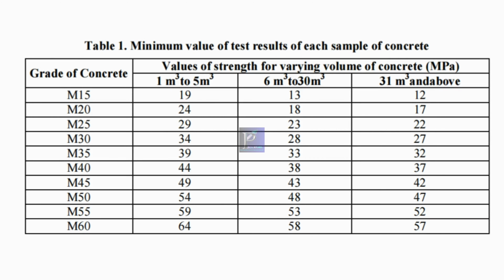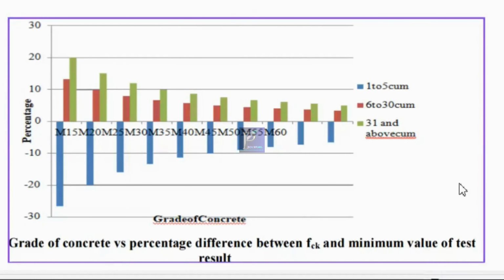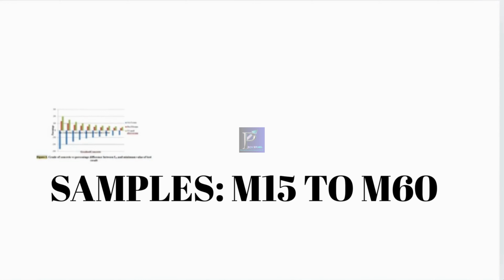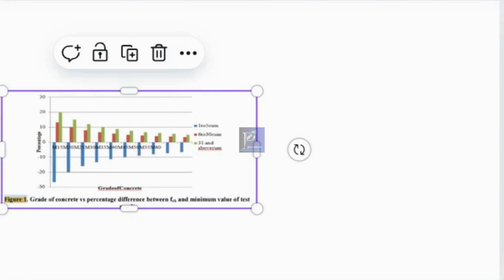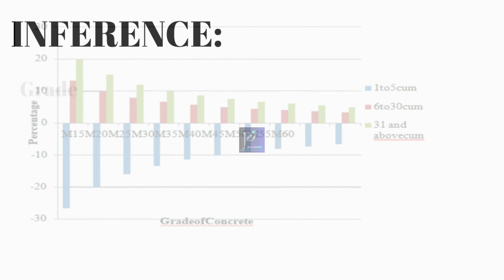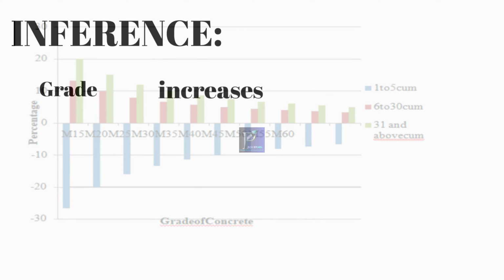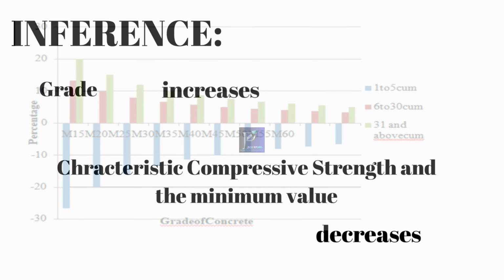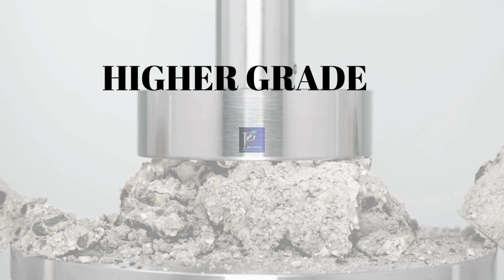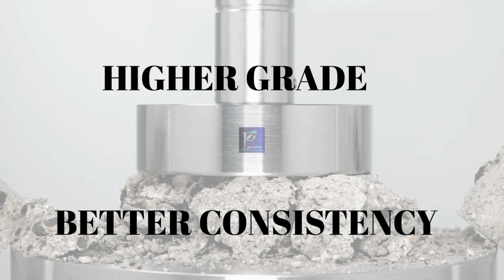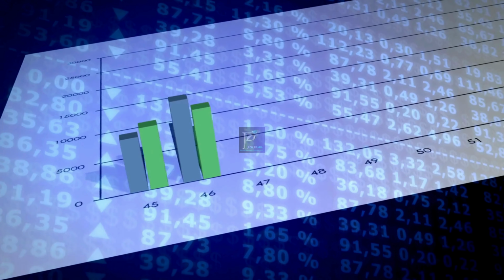This graph illustrates the percentage difference between the characteristic compressive strength fck and the minimum value of individual test results for different grades. They have taken the grades of concrete from M15 to M60. The graph shows that as the grade of concrete increases, the percentage difference between compressive strength and the minimum test result decreases. This indicates that higher grade concrete tends to have test results closer to their characteristic strength, suggesting better consistency in quality. So when you go for higher grade, you will get good consistency. This is the one inference.